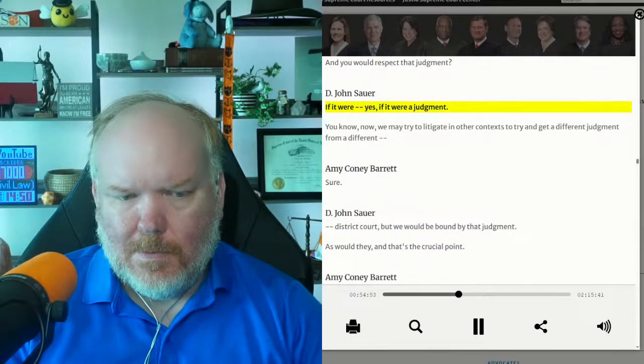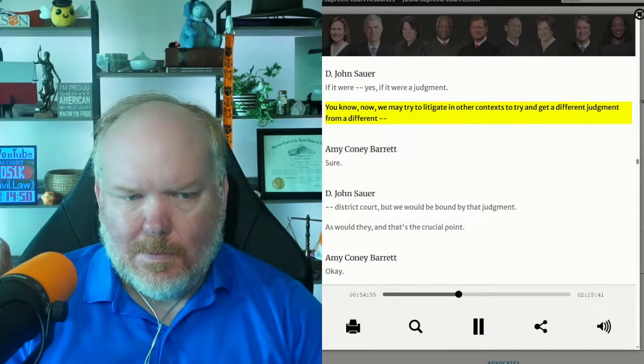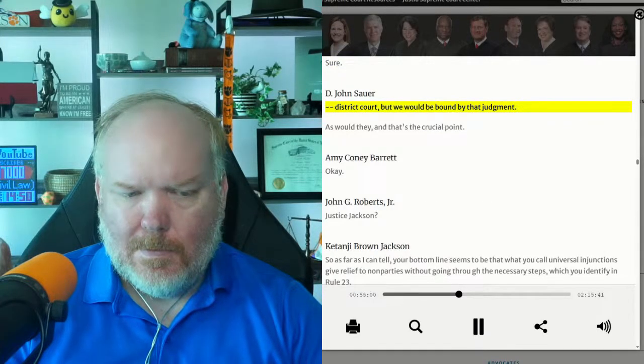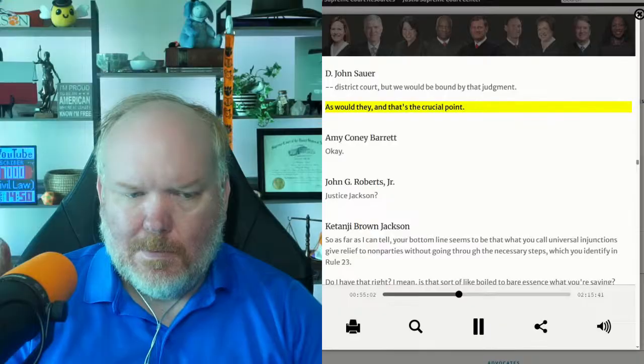If it were a judgment, now we may try to litigate in other contexts to try and get a different judgment from a different district court, but we would be bound by that judgment, as would they. And that's the crucial point.